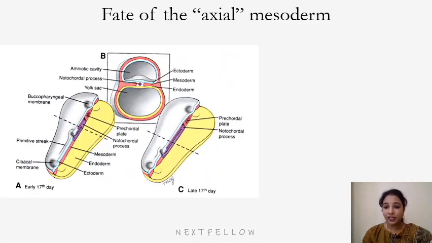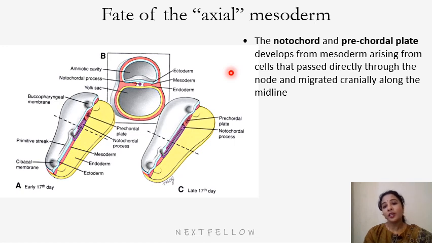So in the previous slide we have seen the three parts of intraembryonic mesoderm which are present on each side of the midline, that is paraxial, intermediate and lateral plate mesoderm. Whereas the mesoderm which is in the midline, just below the surface ectoderm, where we see the notochord, is called axial mesoderm. So the notochord and precaudal plate develop from the mesoderm arising from the cells directly through the primitive node, and they migrate cranially through the midline.